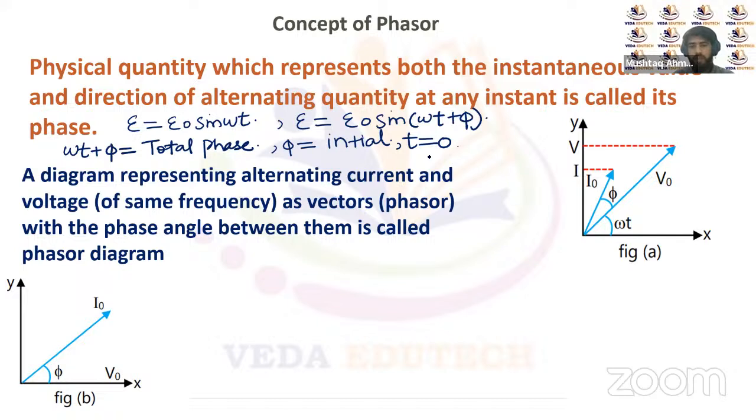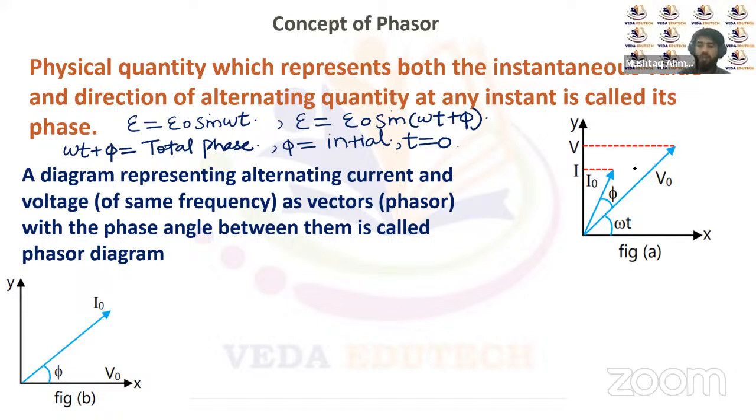Now the concept of phasor diagrams is that it simplifies the solution of the AC circuits. We can easily see how the current and the voltage vary and behave in an AC circuit. That's why we use phasor diagrams in AC circuits. Phasor diagrams represent the alternating current and the alternating voltage, but of the same frequency, and they act as vectors in the xy plane.